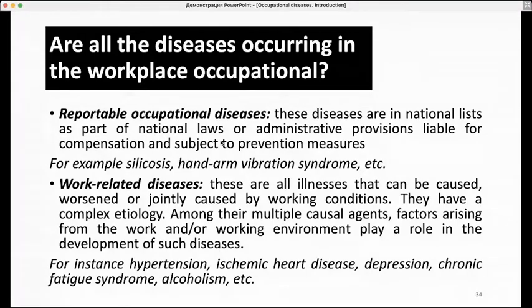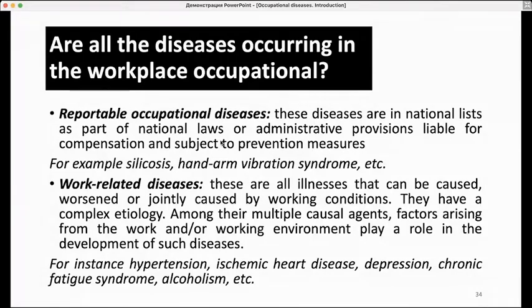What are examples of purely occupational diseases? Silicosis, hand-arm vibration syndrome, sensory neural hearing loss, and many others. It means that the relation between this disease and occupation is established. And for such diseases, the employee will get compensation and something more. We will say about it later.